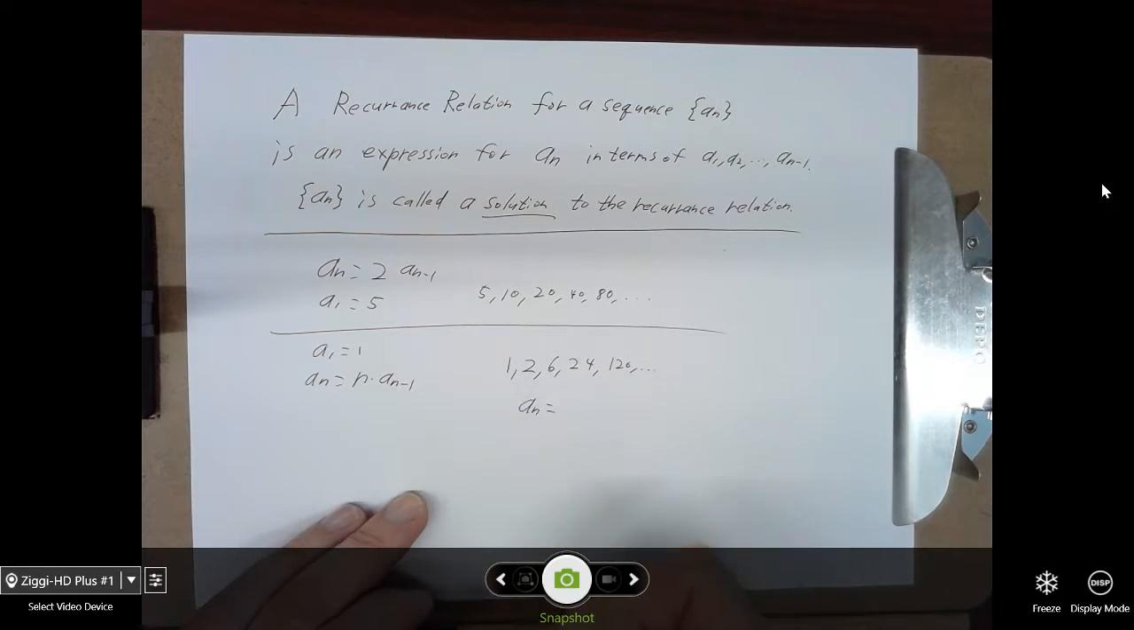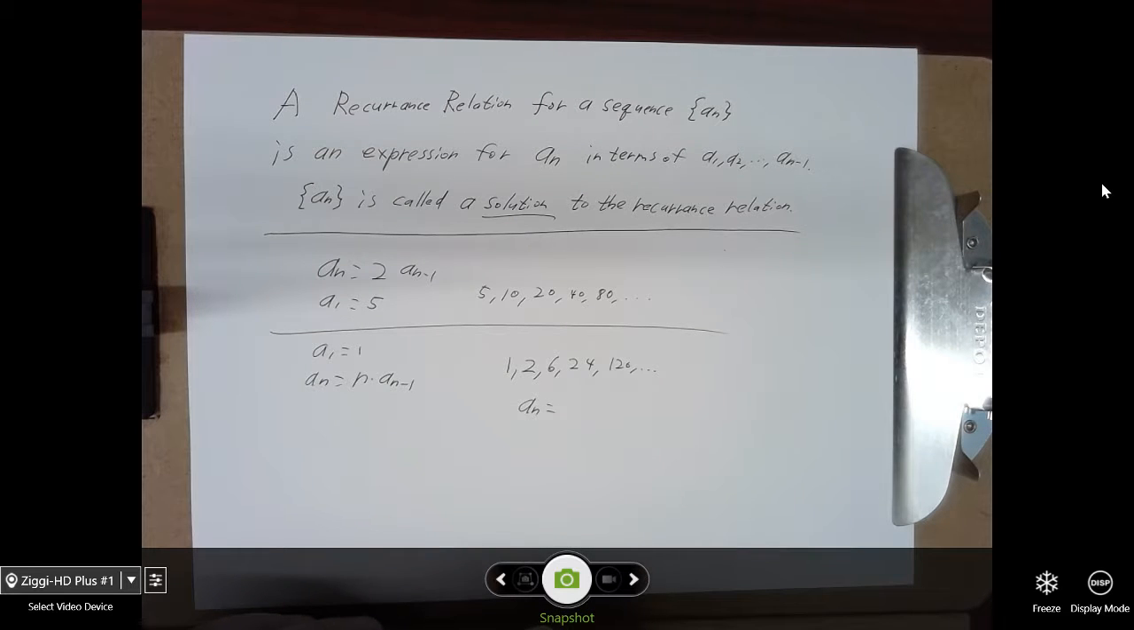So what does an equal in general? N factorial. So there's a recurrence relation for factorials.